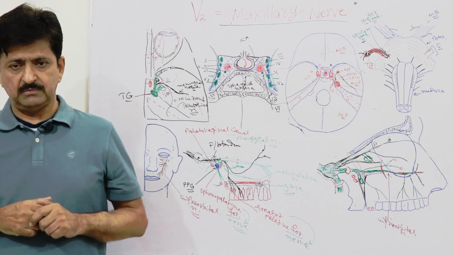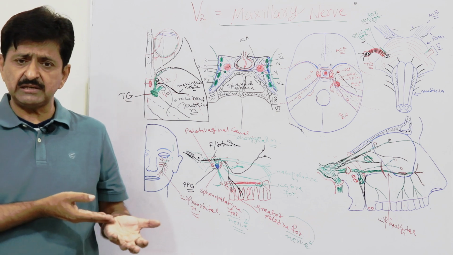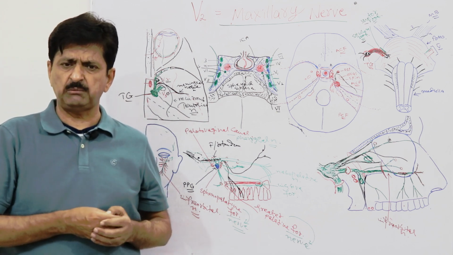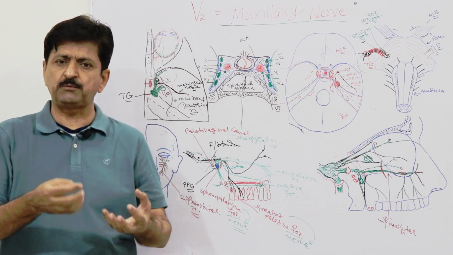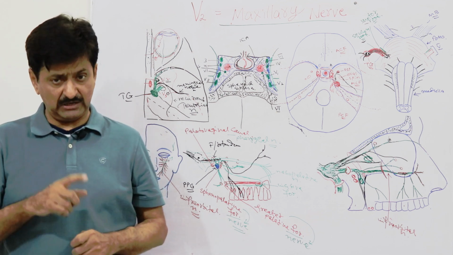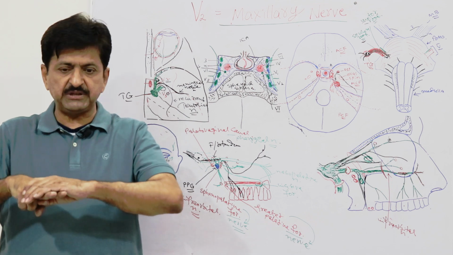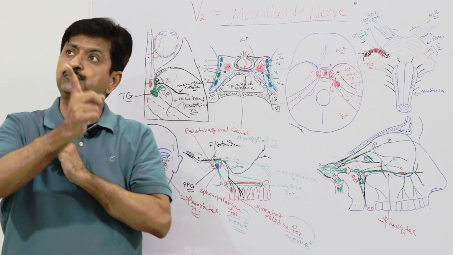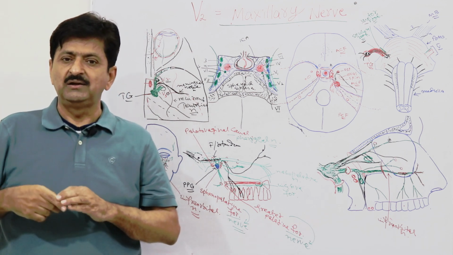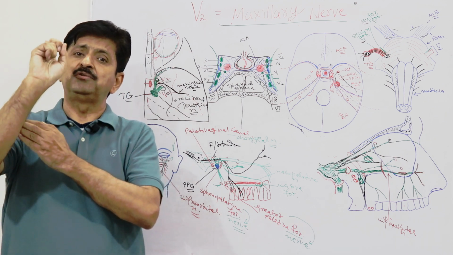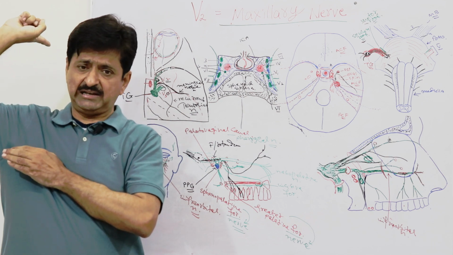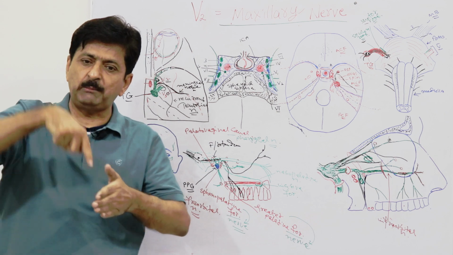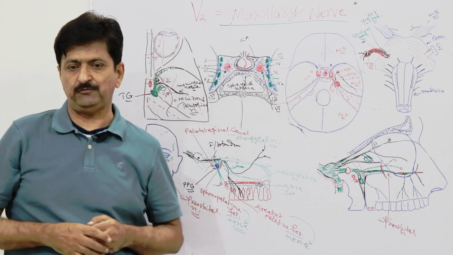I say sphenopalatine branches. Why? Because sphenopalatine is the other name of the pterygopalatine ganglion. They are called the pterygopalatine branches of the maxillary, not of the maxillary directly. They emerge from the other end of the pterygopalatine ganglion. One will be the sphenopalatine nerve through the sphenopalatine foramen. One will be the pharyngeal nerve through the palatovaginal canal. One will be down in the greater palatine nerve through the greater palatine foramen, and one will be the lesser palatine nerve from the lesser palatine foramen.